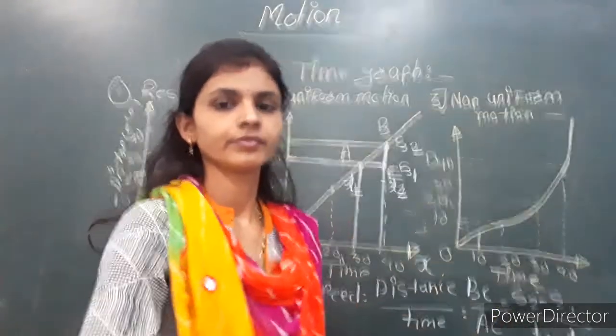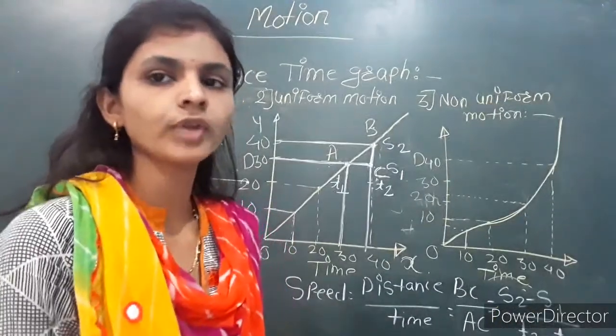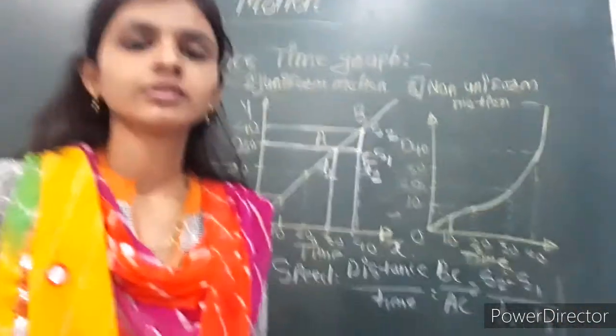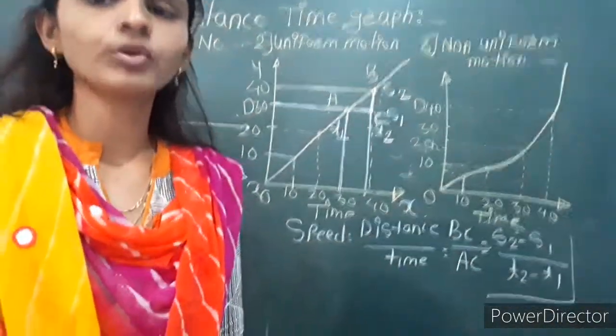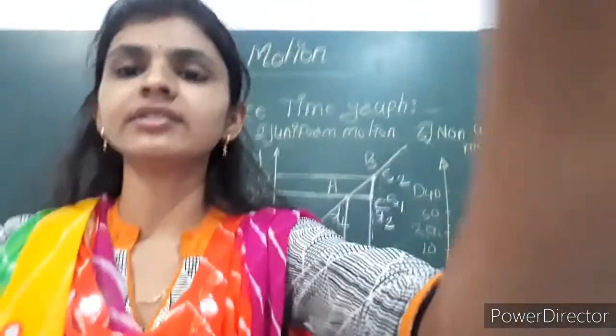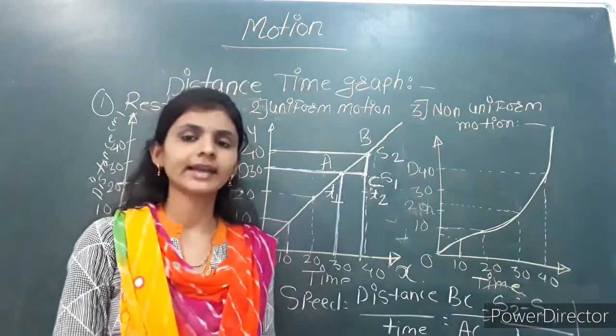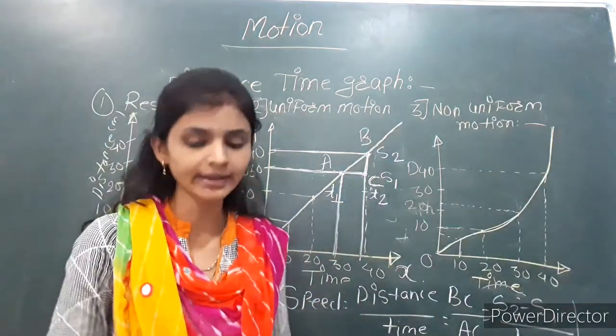So by using this formula, S2 minus S1 over T2 minus T1, we can calculate the speed. Okay, so by using the distance time graph we can calculate speed also.